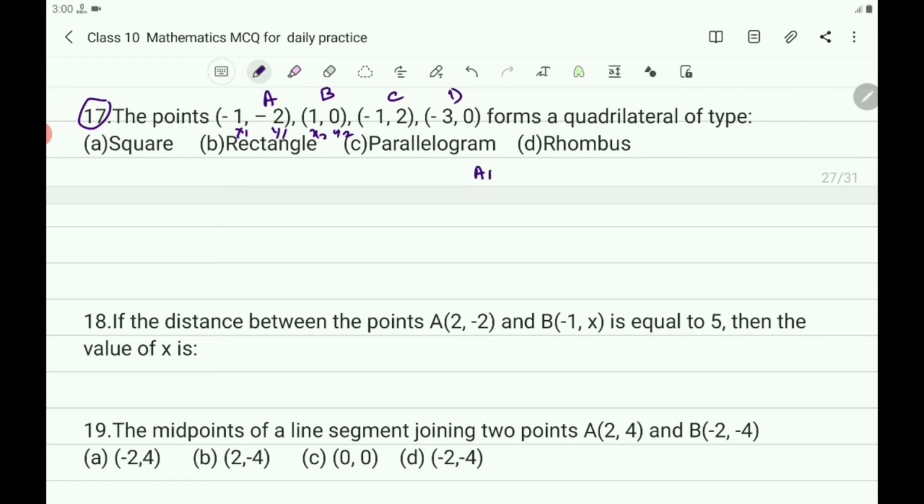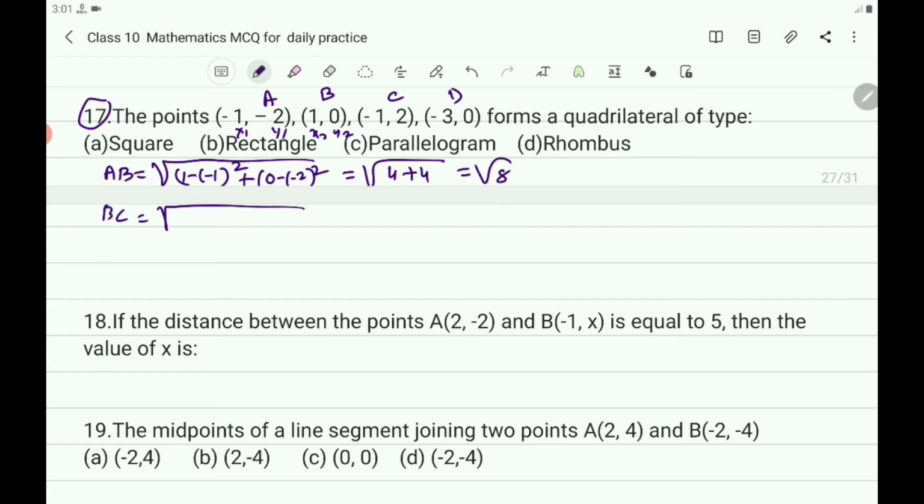So first you get AB. AB, that is square root of x2 minus x1, that is 1 minus of minus 1 whole square plus y2 minus y1, 0 minus minus 2 whole square. You will get 1 plus 1, 2, 2 square 4 plus 4, you got square root of 8. Next BC you take. BC, again here if you take x1, y1, x2, y2, then minus 1 whole square plus 2 minus 0 whole square. Again you got 2 square 4, 4 plus 4, root 8.